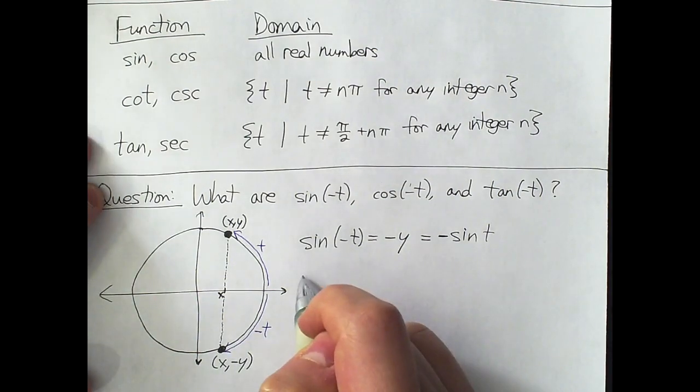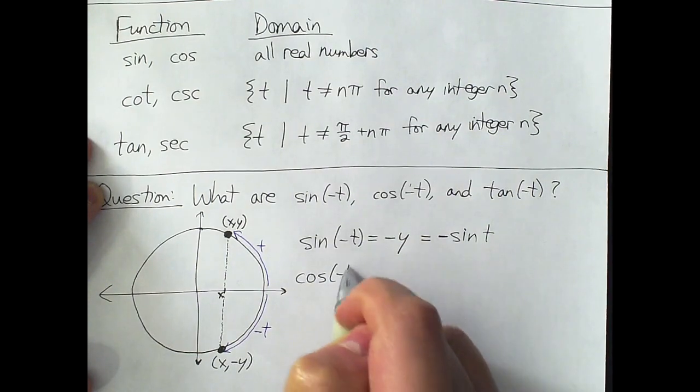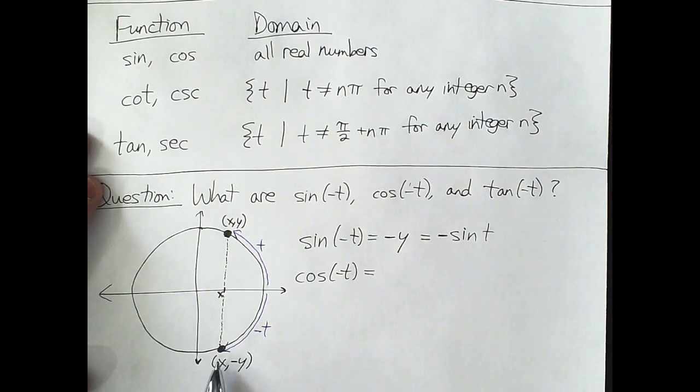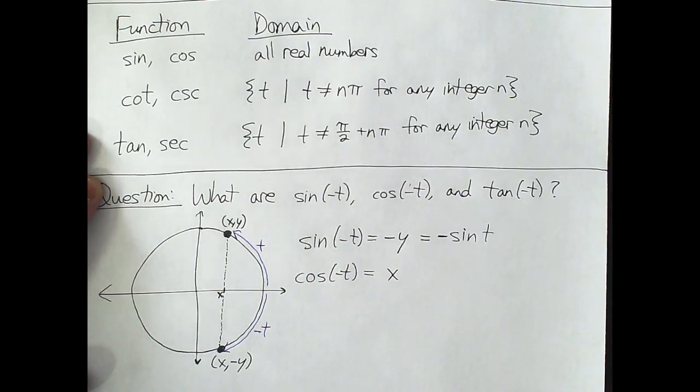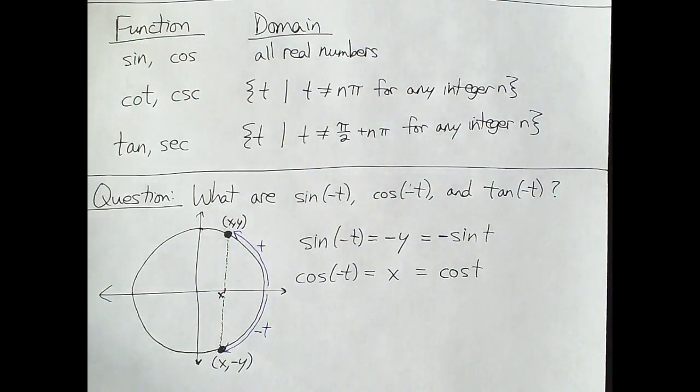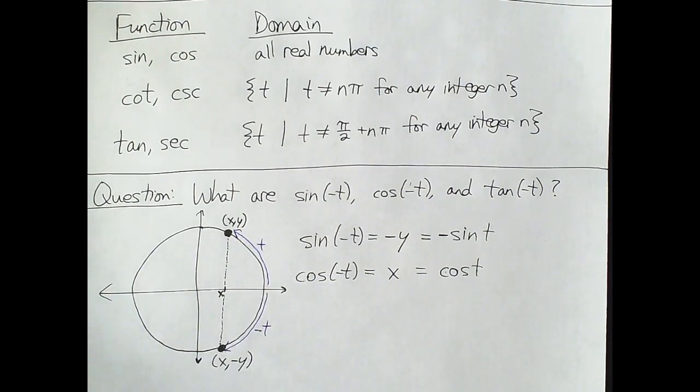Do you think the same thing happens for cosine? Cosine of negative t? I mean, sine and cosine are so similar. Sometimes we might think that the same thing is going to happen. However, look at this. Cosine of negative t is just x. And x is cosine of t. So we're not getting the exact same behavior here. This time, cosine of a negative t is the same as cosine of positive t. We saw that in our picture, because when we use the negative to go in the opposite direction, we still get the same x value.